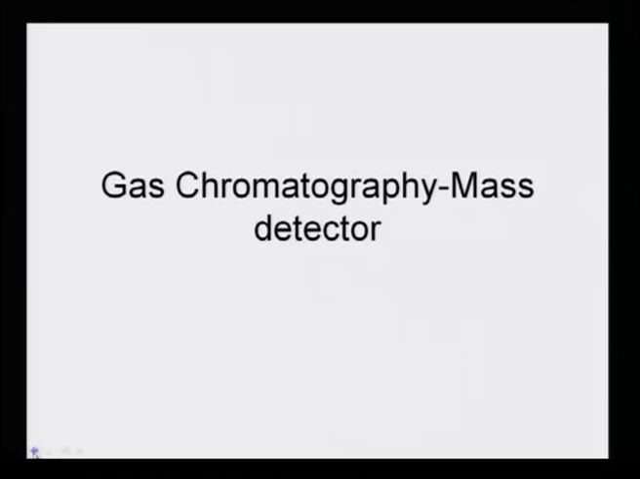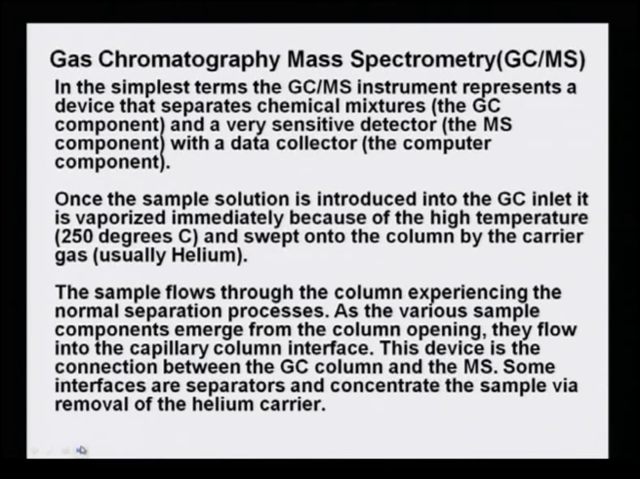In the previous lecture, we had learned about gas chromatography. This is a new lecture related to gas chromatography with a dedicated detector called the mass detector. In this particular machine, we are able to get more information about a sample. A gas chromatography mass spectrometry, or GCMS.